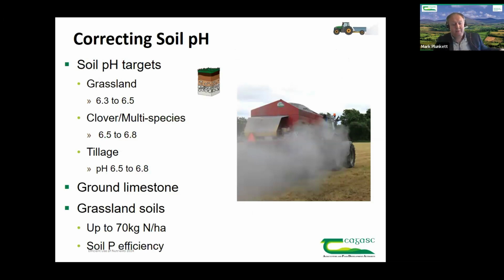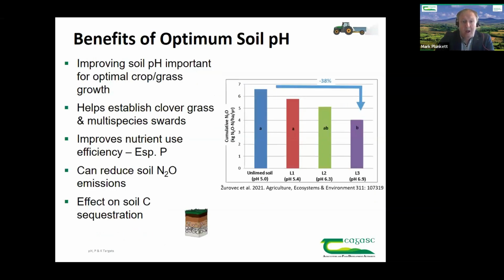The big benefit on the grassland side of the house is that we can release up to 70 kilos of nitrogen per hectare per year from grassland soil. So this is an annual release or turnover of nitrogen, and this feeds into reducing our chemical nitrogen target, which we have done so well on in the last 2 years. It also increases P use efficiency.